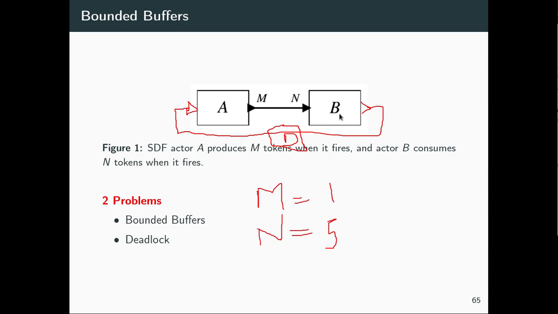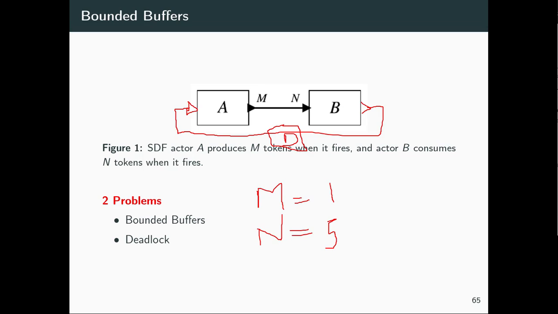We will see these things in detail when we talk about synchronous data flow. We will give clear methods for detecting deadlocks and preventing deadlocks, and giving solutions for unbounded execution. So this is about bounded buffers and deadlock.